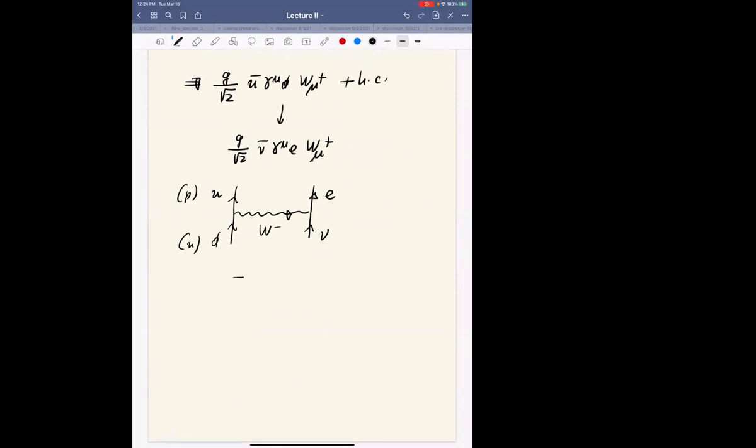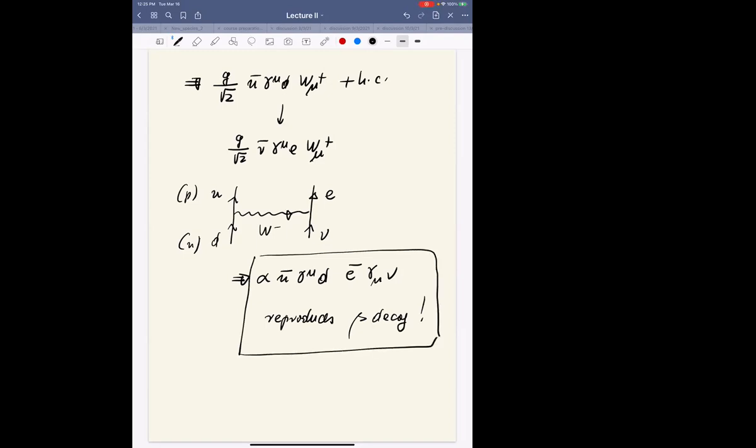So that means that I have an interaction of the form U bar gamma mu D E bar gamma mu nu. This is proportional. We'll worry about details later. It reproduces beta decay. The first step works beautifully.